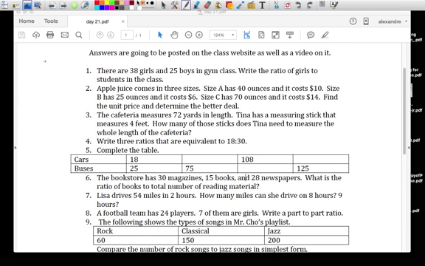Number one, there are 38 girls, 25 boys. The ratio of girls to students. So the number of girls is 38. Okay, so 38 over the total students in the class. Well, the total number of students in the class is the number of girls plus the number of boys. 38 plus 25, which in this case is 63. Okay, so that would have been your first answer.